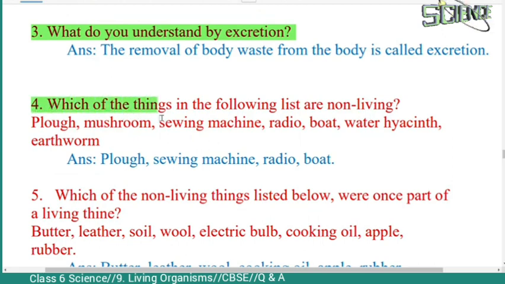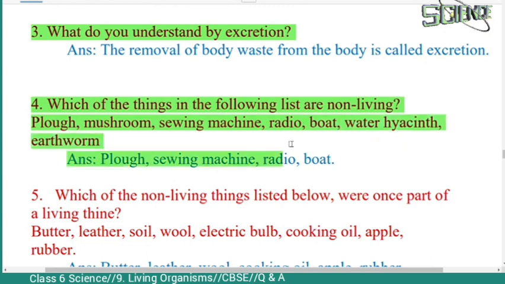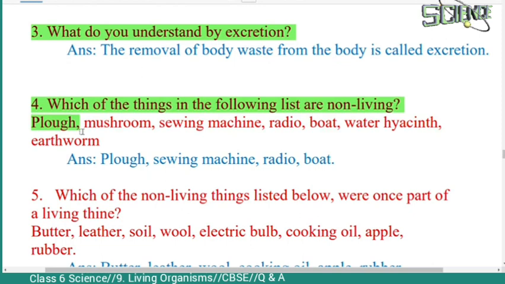Fourth question, which of the things in the following list are non-living? Plow, mushroom, sewing machine, radio, boat, water hyacinth, earthworm. Here, plow is non-living, and mushroom is a living being. Sewing machine is non-living. Radio is also non-living. Boat is also non-living. Whereas water hyacinth and earthworm are living things. So you only have to identify non-living things here. So non-living things are plow, sewing machine, radio, boat.